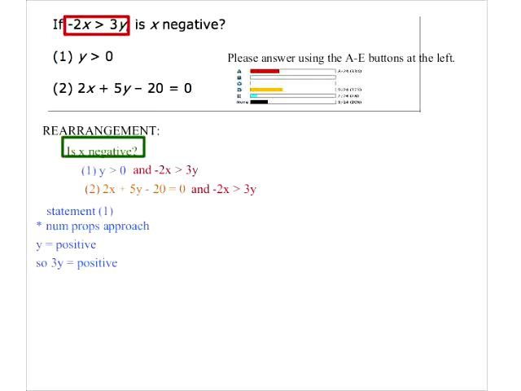Therefore, you have negative 2x greater than 3y. That means that negative 2x is greater than something that is positive. If you're bigger than a positive number, then you are also positive. So this means negative 2x is also positive. So therefore, x is negative, because 2x is negative. That's sufficient. Okay. Let me give you another approach.